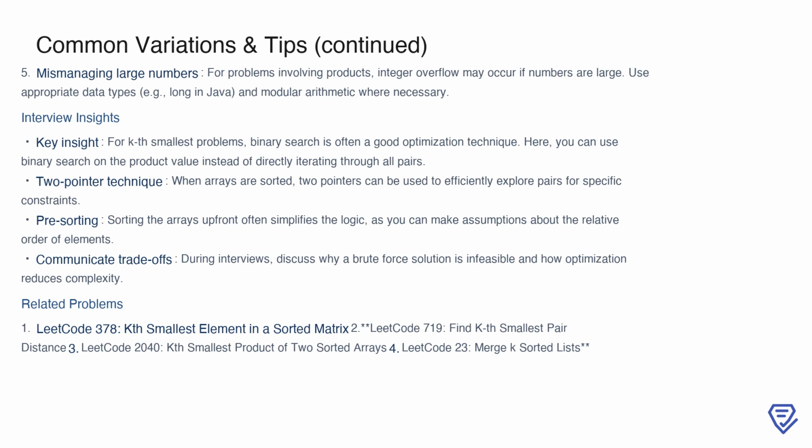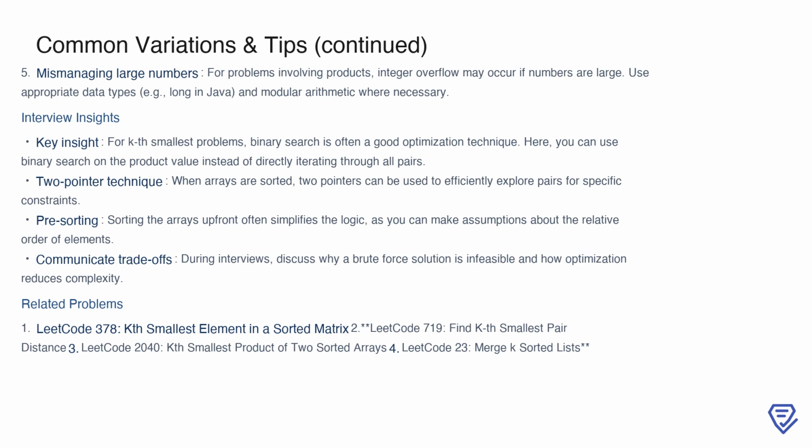Now, let's dive into some key insights for interviews. Binary search is a powerful optimization tool for kth smallest problems. Instead of iterating through all pairs, you can apply binary search on the product values to efficiently narrow down the range. The two-pointer technique is another great strategy when working with sorted arrays, as it allows you to explore pairs systematically while maintaining optimal efficiency. Pre-sorting the arrays is often a helpful step as well, because it simplifies the logic and lets you make assumptions about the relative order of elements.